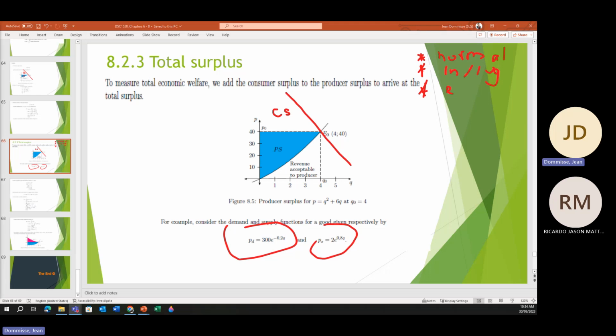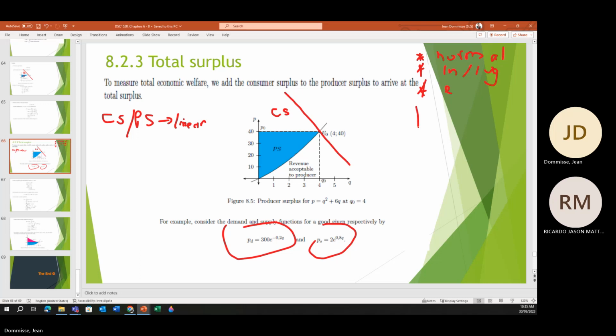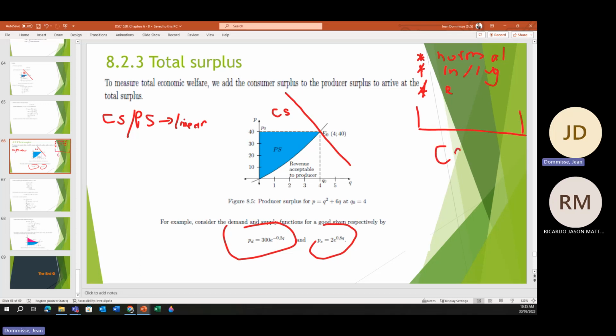What is most likely going to happen is that you will get a consumer or a producer surplus for linear, which is normally straightforward, and you will get one consumer surplus that is based on one of these three, but normally also you will get a producer surplus that is based on one of these three, and normally not the same.